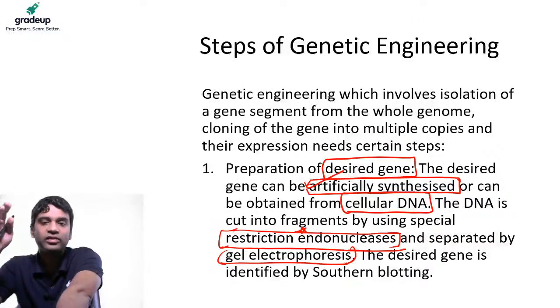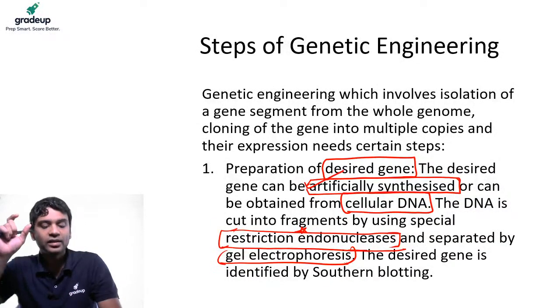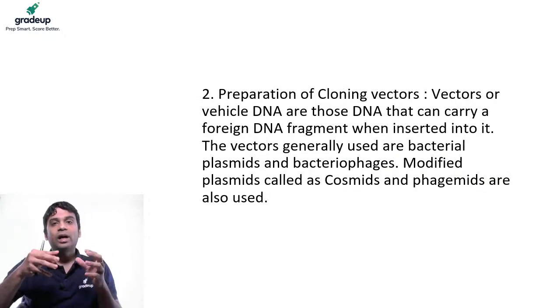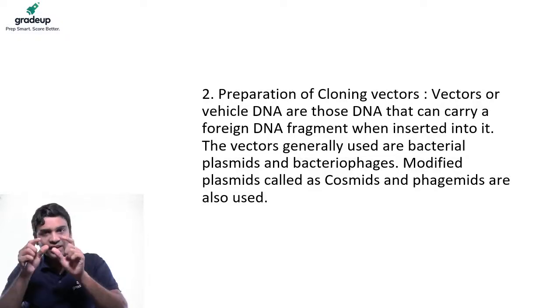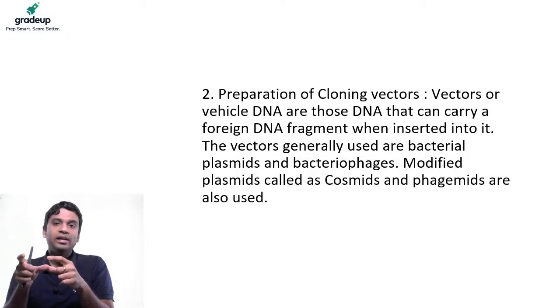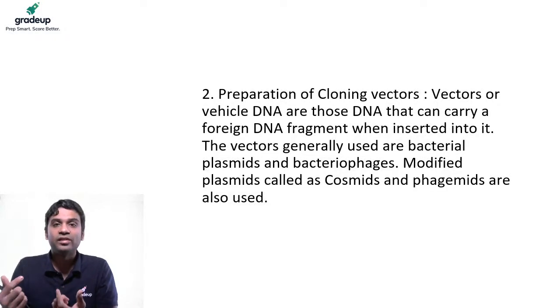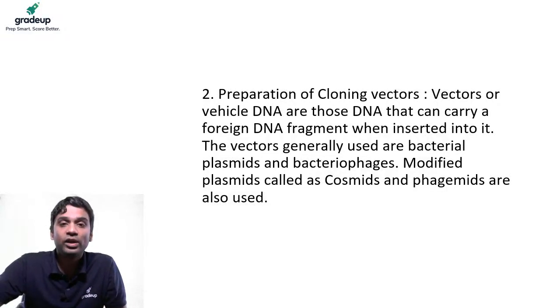In DNA fingerprinting, actually, it's discussed in detail, but this is the gist of it. So first of all, you're taking the desired DNA. Then you're preparing the cloning vector. Because your DNA is only one. One desired DNA sequence you've taken, but you need to make many of it. You should make a mass culture of cells. So you use something called cloning vectors.